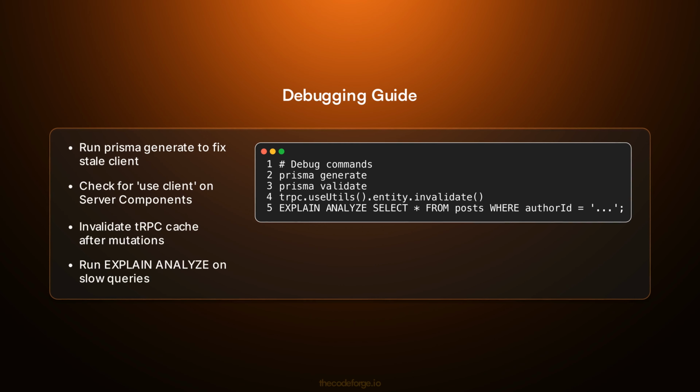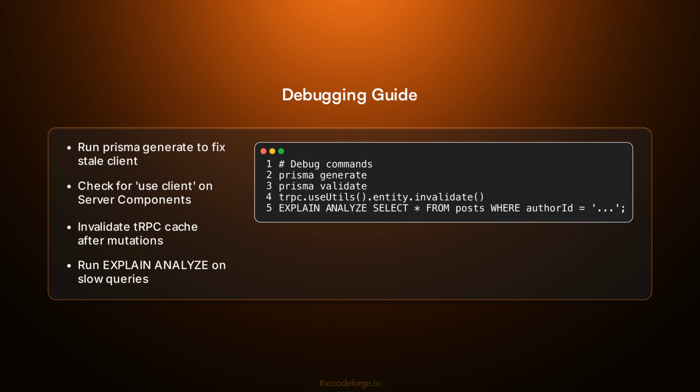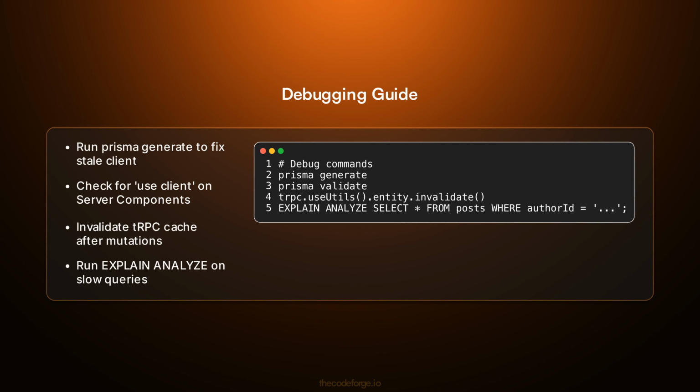Here are common debugging steps for T3 Stack issues. If you get runtime type errors, regenerate the Prisma client. If a server component shows loading forever, check it's not accidentally marked use client. For stale data, invalidate the tRPC cache. For slow queries, run explain analyze.